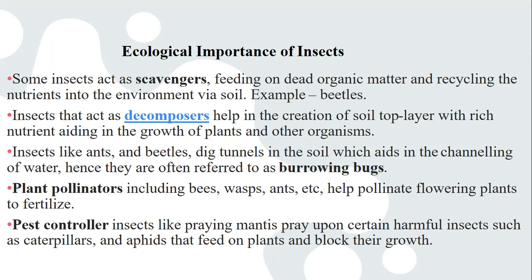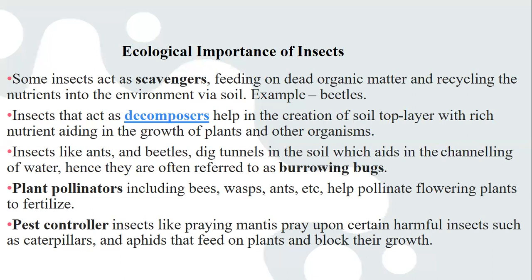You have some insects which are helpful as scavengers. They feed on dead organic matter, and they also help in recycling nutrients into the environment via the soil. For example, the beetles. When you are working on our farms, you find that beetles are helpful because they help with soil aeration. Also, insects which act as decomposers help in the creation of the soil top layer, which is rich with nutrients, aiding the growth of plants and other organisms.